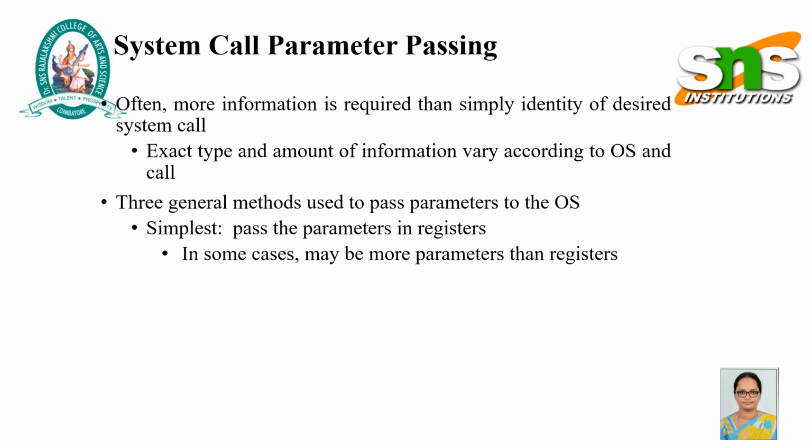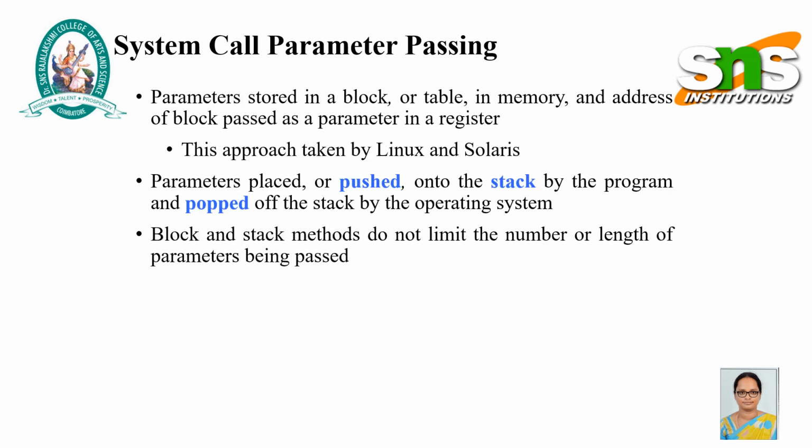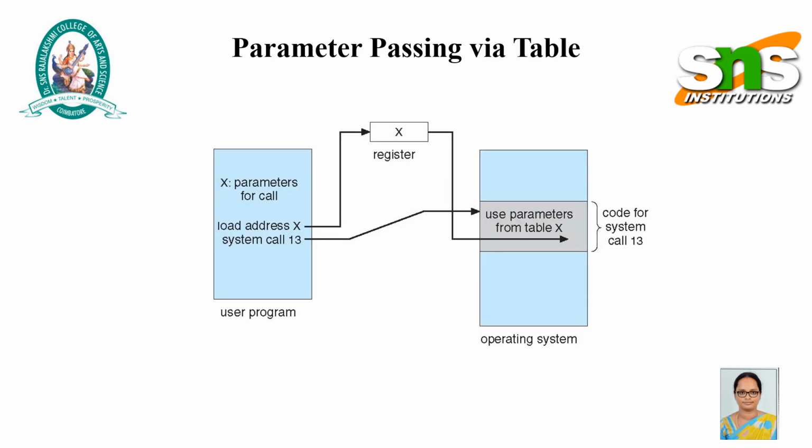System call parameter passing. Often more information is required than simply the identity of the desired system call. The exact type and amount of information vary according to the OS and the call. Three general methods are used to pass parameters to the OS. Simplest: pass the parameters in registers. Parameters stored in a block or a table in memory, and the address of the block passed as a parameter in a register. Parameters placed or pushed onto the stack by the program and popped off the stack by the operating system. The block and stack methods do not limit the number or length of parameters being passed. So these are the three methods.